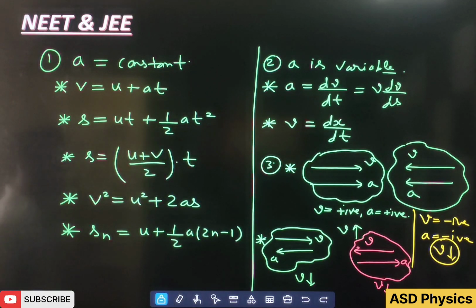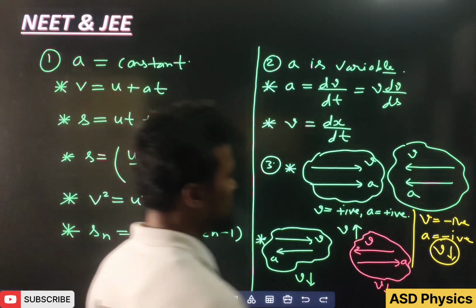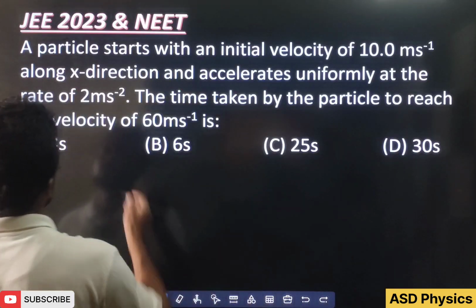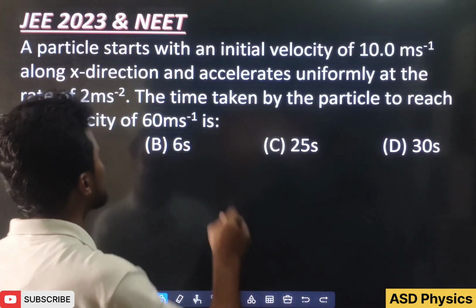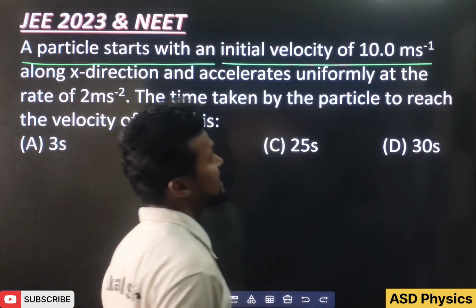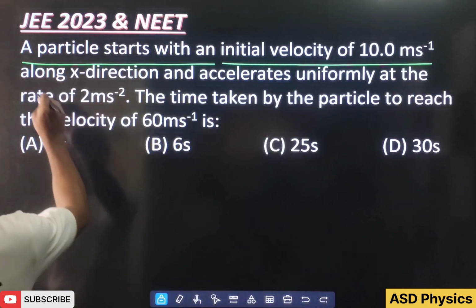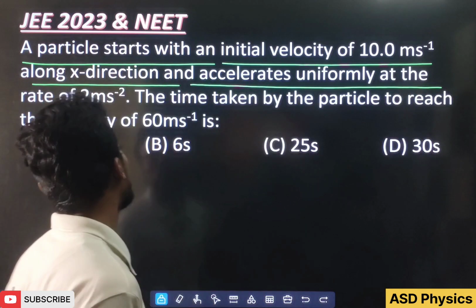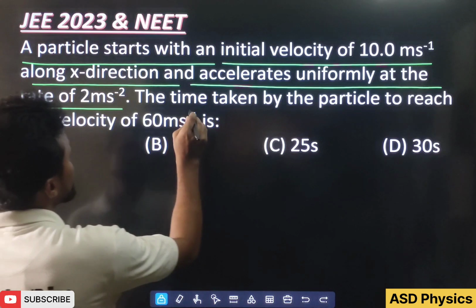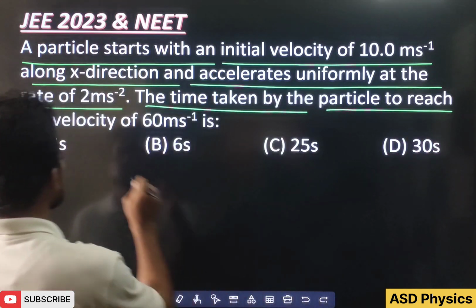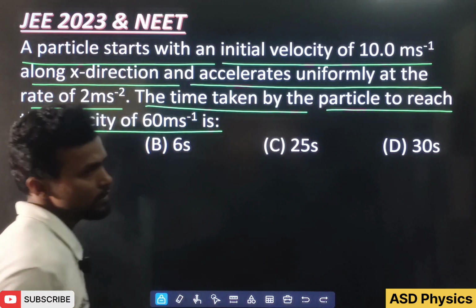So students, all these basics should be remembered to solve the questions. So let's start the question solving. Here you can see the question was asked in JEE 2023. Let's go through it. A particle starts with an initial velocity of 10 meters per second along x direction and accelerates uniformly at the rate of 2 meters per second square. The time taken by the particle to reach the velocity of 60 meters per second.